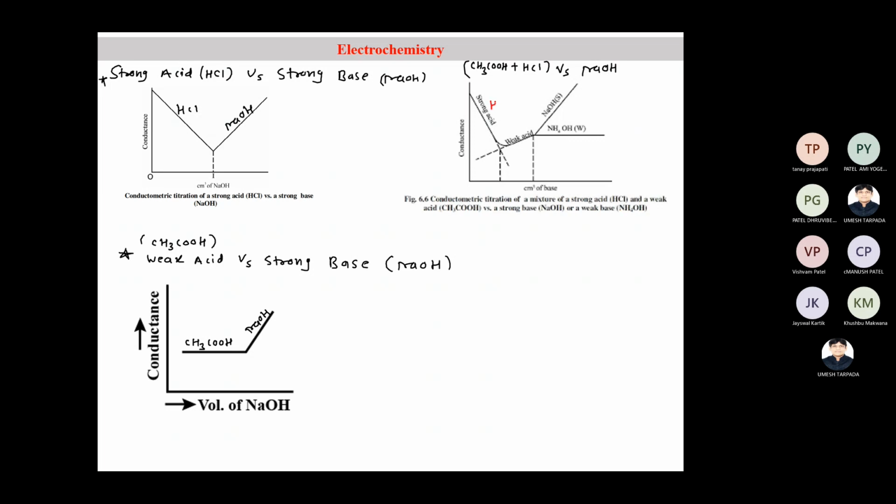Here it says HCl is neutralized. Because HCl is a strong electrolyte, HCl is neutralized first. After complete neutralization of HCl, if you go on adding more NaOH, then acetic acid starts to neutralize from here. Once acetic acid is neutralized, the conductance increases due to excess NaOH.